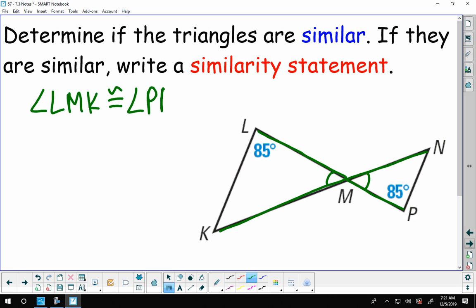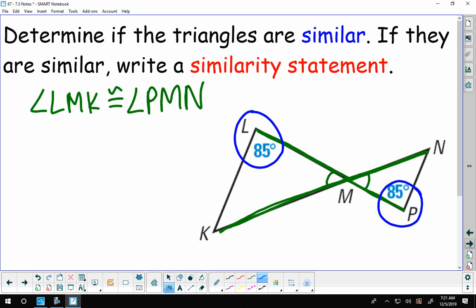And notice I still matched up corresponding parts there. I started with the 85-degree angle, I came in, and then same thing. I started with the 85-degree angle over here and came in. So that's one angle. My second angle is the 85-degree angle. We know that angle L is congruent to angle P because they're both 85 degrees.